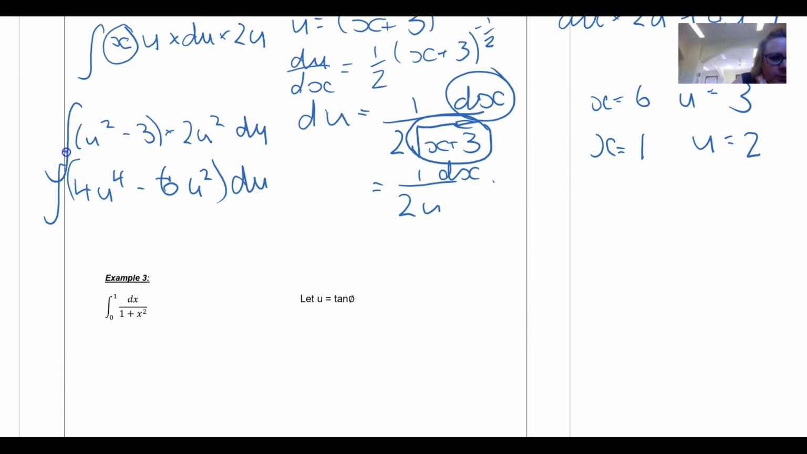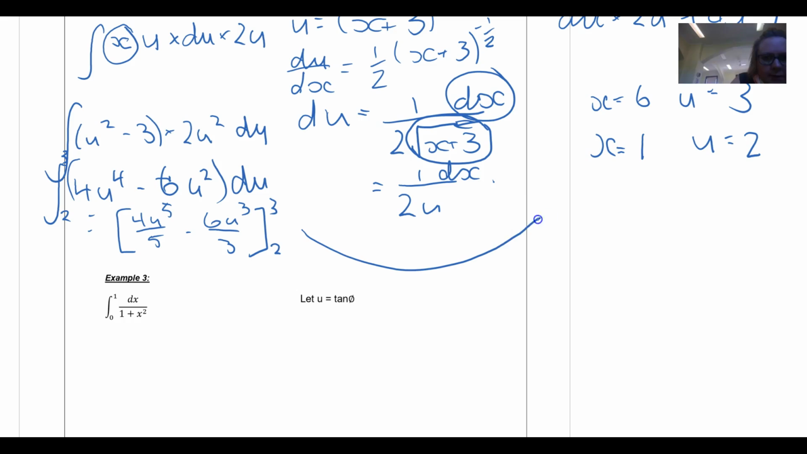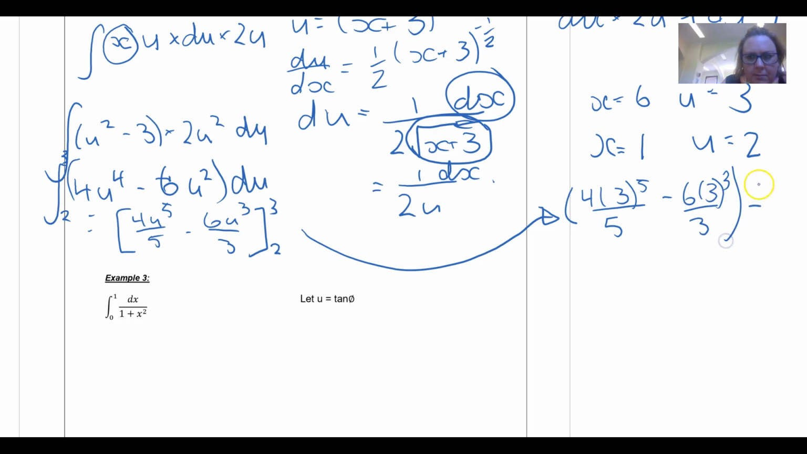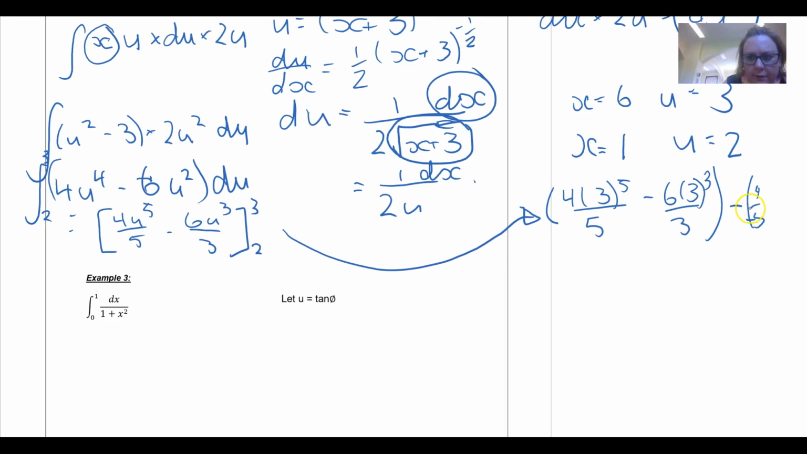So I want to integrate between 3 and 2. So I just carry on as normal. 4u to the 5 on 5 minus 6u cubed on 3 between 3 and 2. And I'm going to come over here, which is 4 times 3 to the 5 on 5 minus 6 times 3 cubed on 3, minus 4 on 5 times 1, which is 4 on 5, minus 6 on 3. And we'll get an answer.